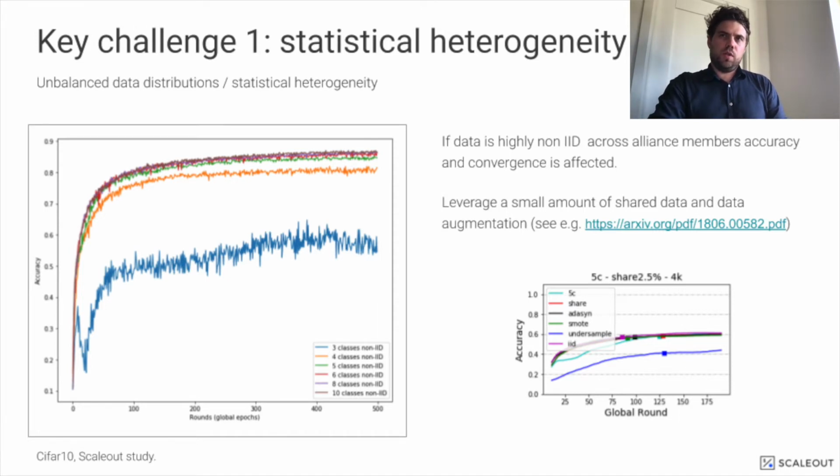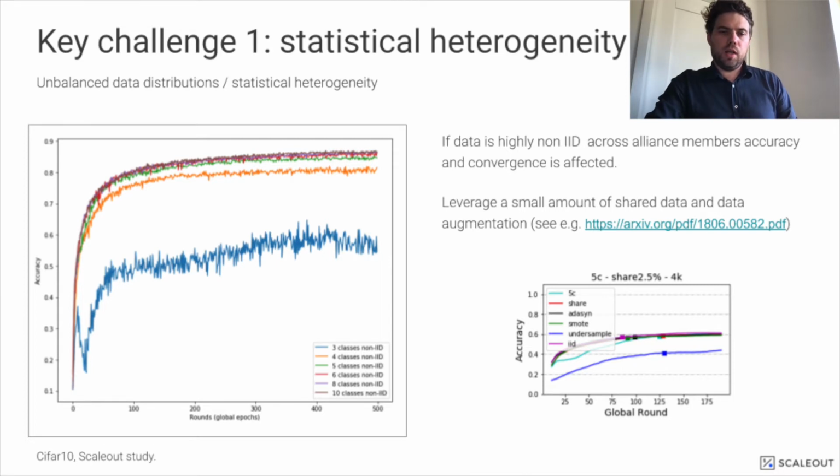This can, of course, affect convergence of training. So in this figure here, what you see is a pathological situation we created, and this is a typical way to study this problem, where we let each member see only a subset of the available classes in the data. And as you can see, in the blue curve there, if each member only sees 3 of the classes in the dataset, the accuracy of the training can be severely affected. And as the number of classes that each client is aware of increases, so does the accuracy and convergence rate.